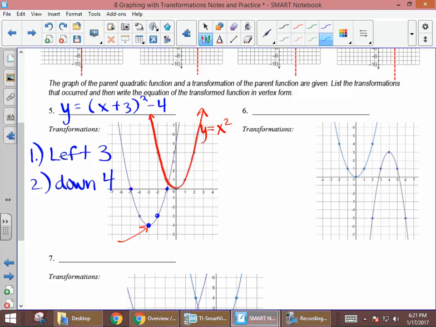All right, the next one, the parent, again, is y equals x squared. Looks like this. What is happening? Well, it has moved. So let's write this down. The new vertex is at 4, 3. So we should have (x minus 4) squared plus 3. It is opening down. So we should have a negative out front.